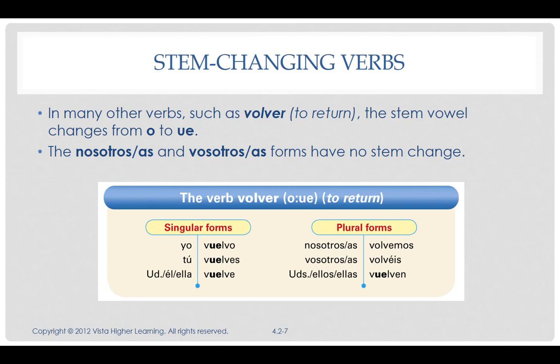In many other verbs, such as volver, the stem vowel changes from O to UE. The nosotros, nosotras, and vosotros, vosotras forms have no stem change.